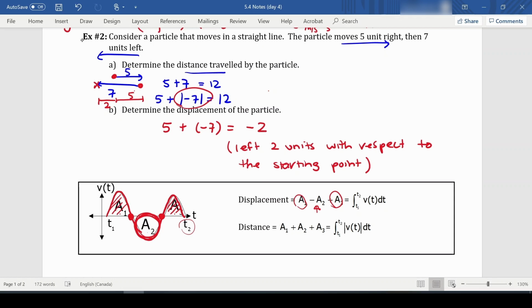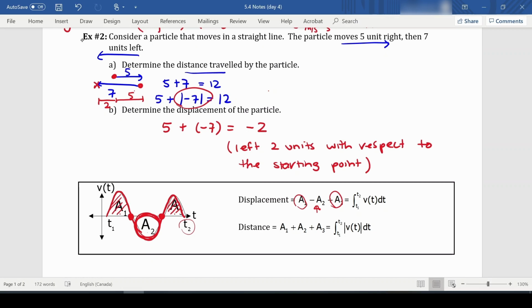And then our displacement would depend on how big these different numbers are. Our displacement would be negative if A2 is bigger than A1 and A3 combined. Our displacement is going to be positive, meaning we end up to the right of our starting point, if A1 and A3 combined are bigger than A2. So when we want to find displacement, we take the same integral but without the absolute value.